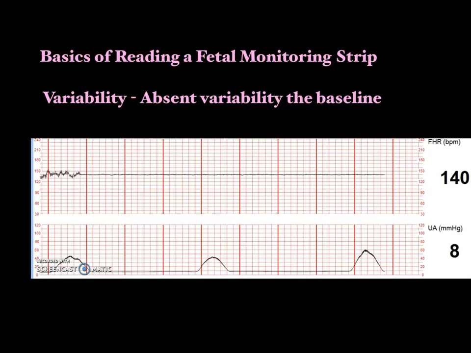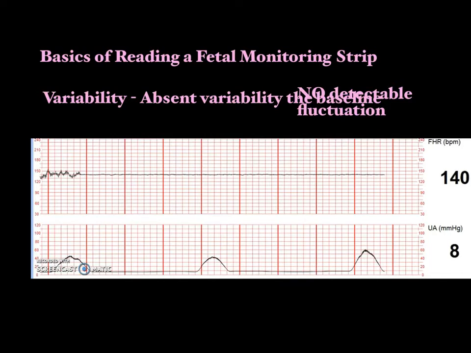Oh my goodness. Okay, so we have absent variability here, and this is no detectable fluctuation within the baseline. Okay, and this is usually a baby who has been deprived of oxygen for so long that it no longer responds. It's like those people whose blood sugar goes up and down so much that they no longer feel the symptoms when they're high or low. So this baby no longer is responding to the hypoxic insult.